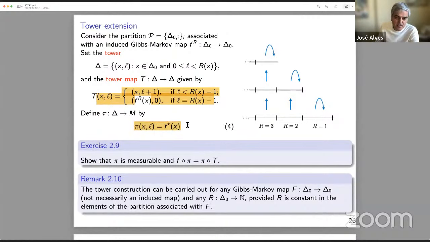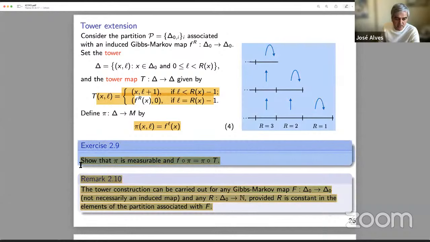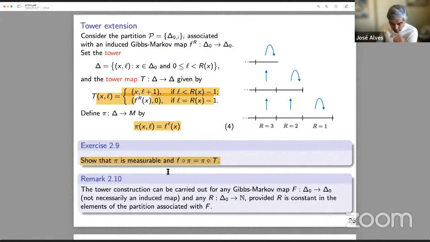Okay, and we can also easily define the projection, the semi-conjugacy between this new dynamics in this new object, the tower, and the original one. So this is the projection. It's not difficult to see that this projection is measurable and satisfies the property that we need. Also, just a little remark, it will be used today: this tower construction can be made with any map here, not necessarily an induced one for a given dynamic. So you can put any map here, say a Markov map, and you can consider any recurrence time, provided it's constant on the elements of the partition associated to the map. Just a remark, and the first conclusions hold for the tower construction in this more abstract way.